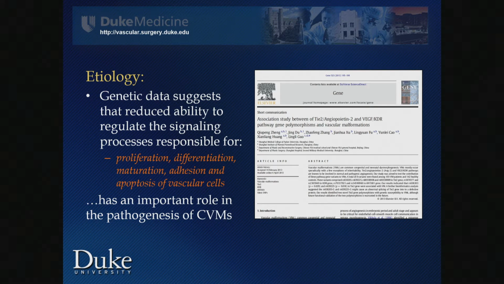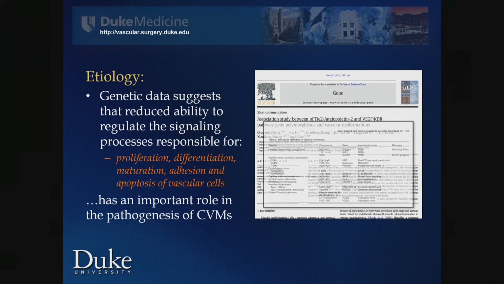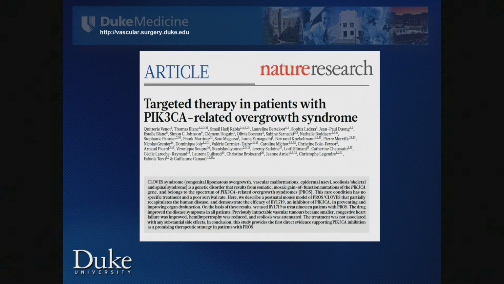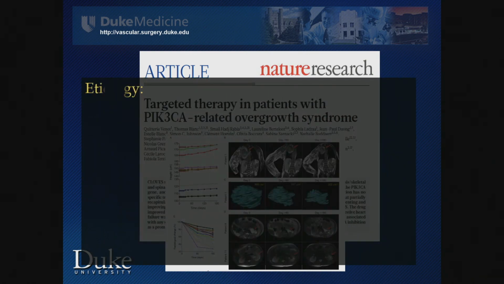Genetic data suggests that reduced ability to regulate the signaling processes responsible for proliferation, differentiation, maturation, adhesion, and apoptosis of vascular cells has an important role in the pathogenesis of congenital vascular malformations. And while you can't see these, of course, it just gives you an idea of the number of mutations that have historically been identified. Well, the area of vascular malformations is not exactly a hotbed of research in the vascular world, and I generally don't have a great deal to update year to year, but this year actually there has been a very interesting development in the genetic profile of patients with the PROS syndrome, and I'll get back to that in just a second.